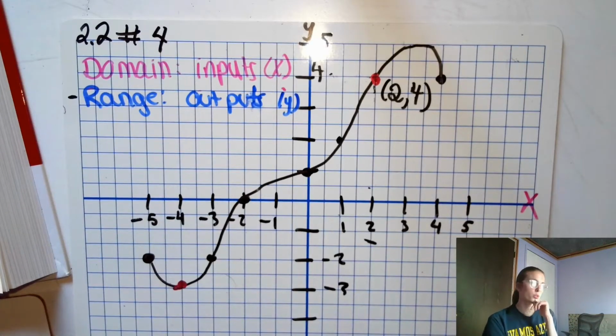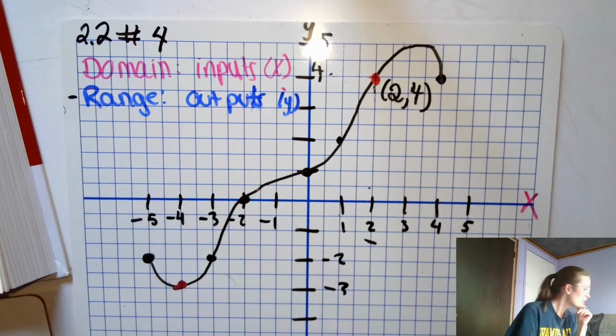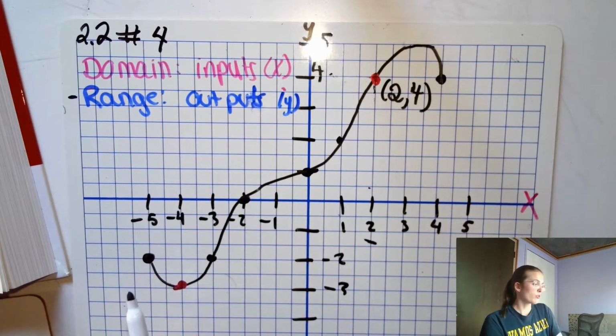Section 2.2, example number 4. Part A asks us to find, for this function f, which is represented here, the member of the range that is paired with 2.